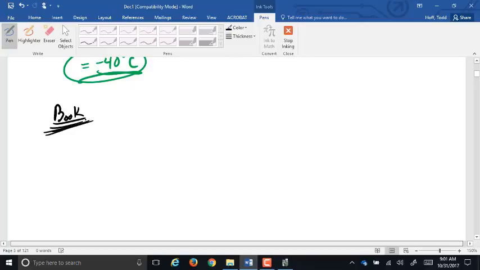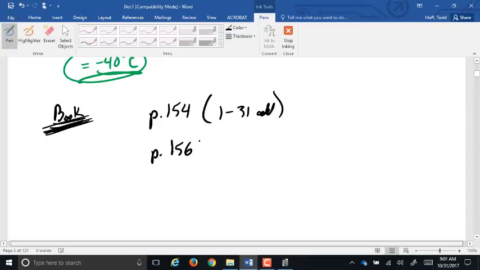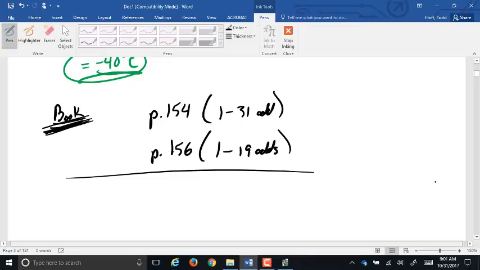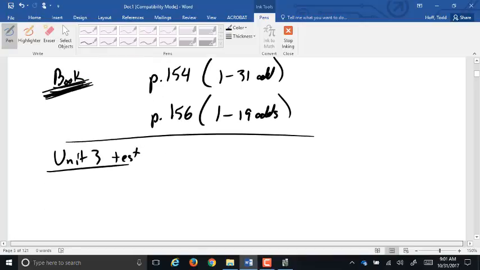So we're done with your packet, so we are back in your book now. Pages 154, 1 through 31, the odds. And page 156, 1 through 19, the odds. Remember, tomorrow is the Unit 3 test. On that Unit 3 test, you need all these measurement conversions. You need to have all of these.